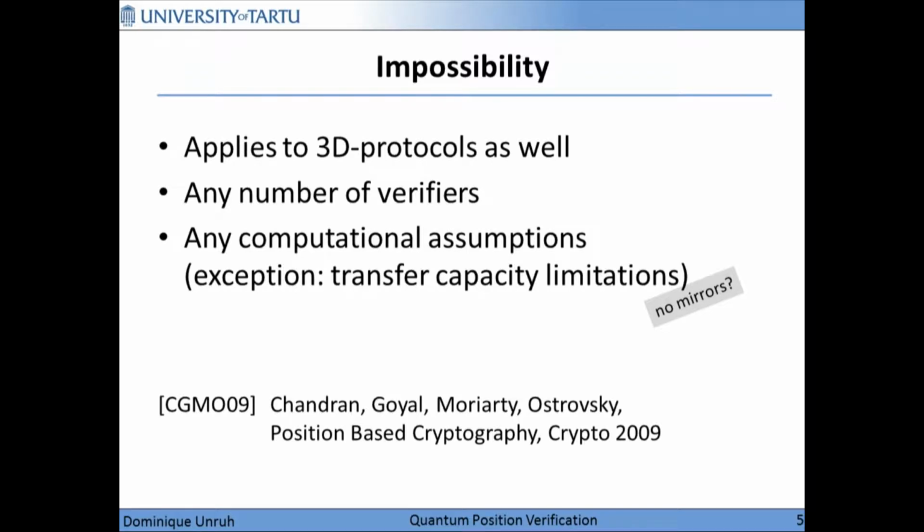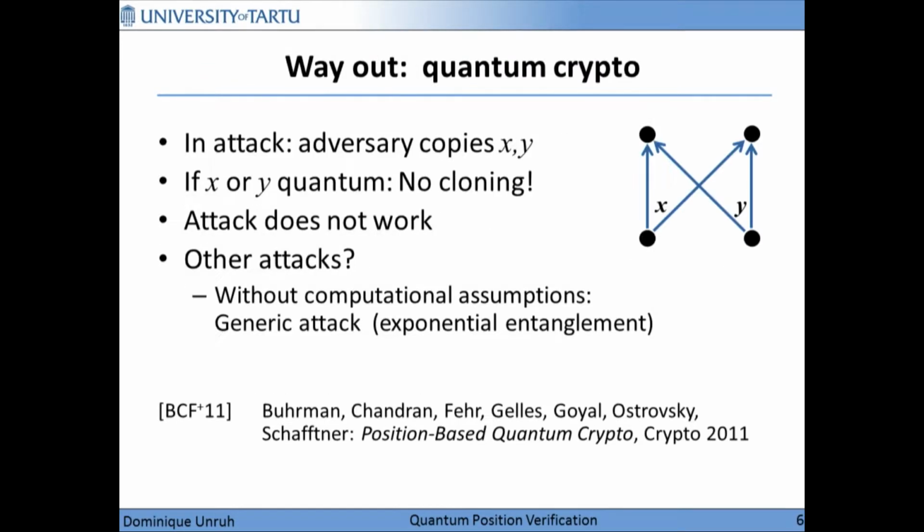There's one exception: if the devices are limited in how much information they can actually transfer or process when it passes by, then there are protocols. All this is due to Chandran, Goyal, Moriarty, Ostrovsky. The problem with this is that these protocols can be broken by one device that has a very high transfer capacity. So the model is a bit restrictive then. So we can ask, can we get rid of these problems?